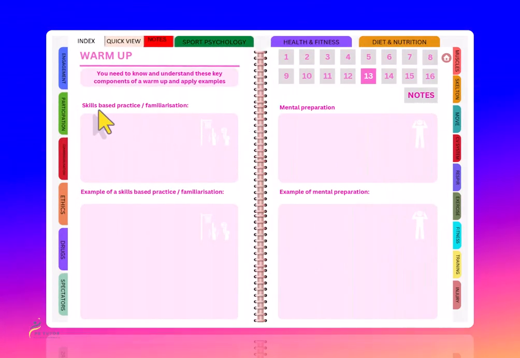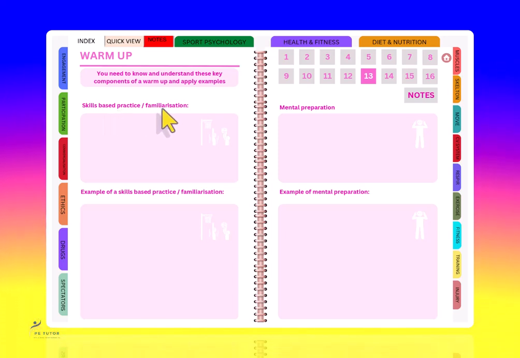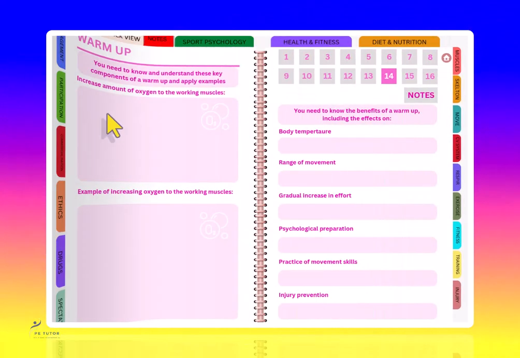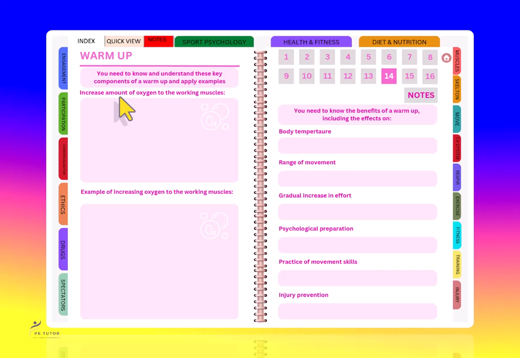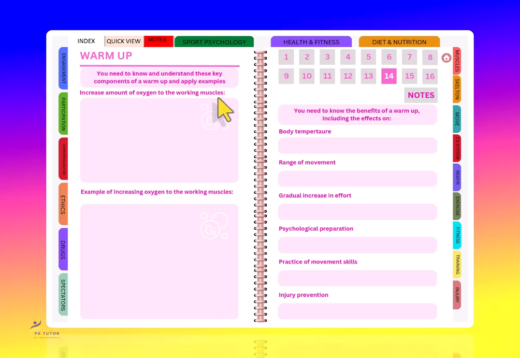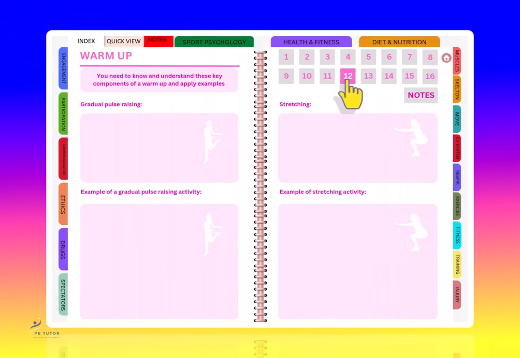You've then got skills-based practice or familiarization, and again, an image there to support your understanding, mental preparation, and the last one is an increase of the amount of oxygen to the working muscles. So those are the 5 things that you need to know, the components you need to know for the warm-up. So let's go back and have a look at each of those in turn.